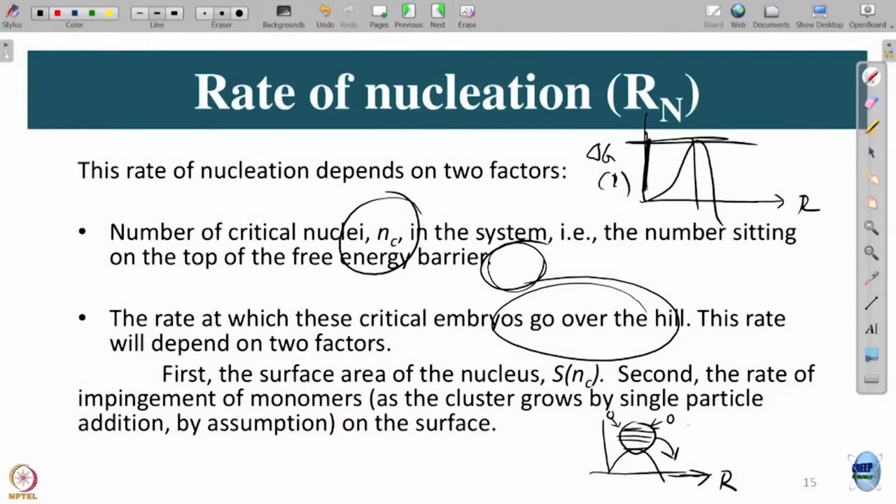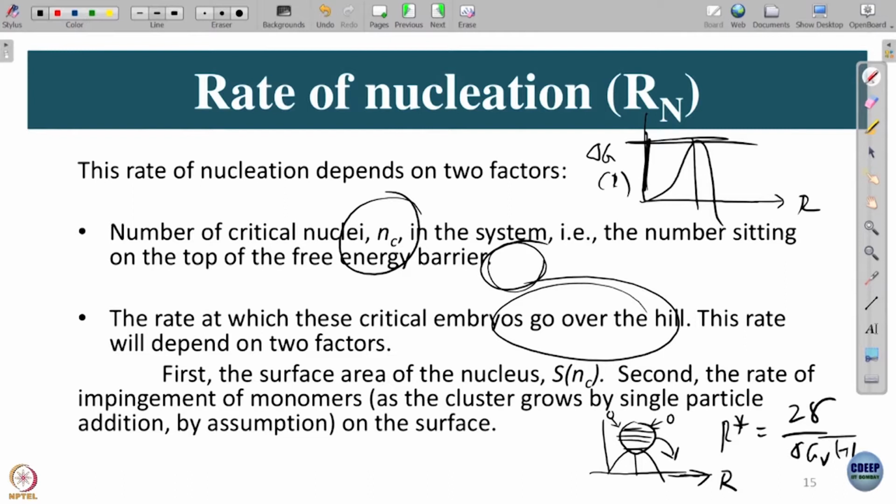Remember, we draw the parallel pipe, and these are the number of molecules in this, which has the velocity towards the wall. So the rate of impingement of monomers follows very similar logic, and on the surface, but then also the surface area of the nucleus. The larger the surface area, the more. Now you may argue why I am taking different surface areas, because at different temperatures the size of the critical nucleus is different. Remember, R star is 2 gamma by delta GV, and delta GV is temperature dependent.